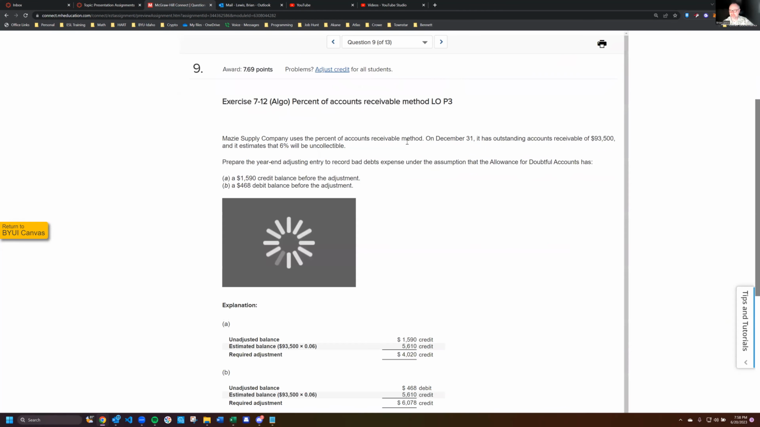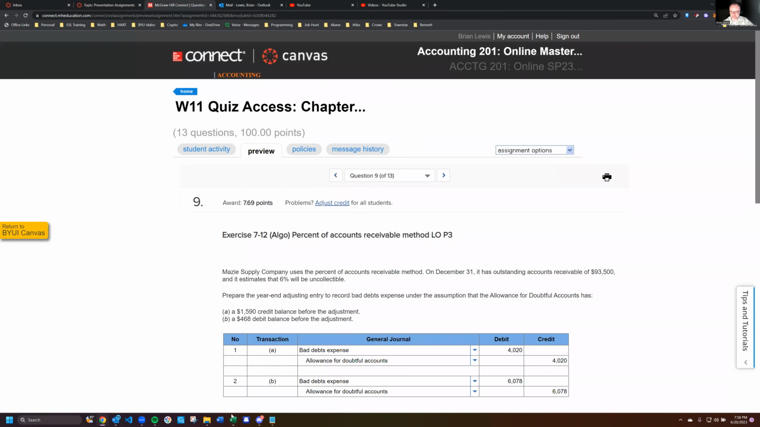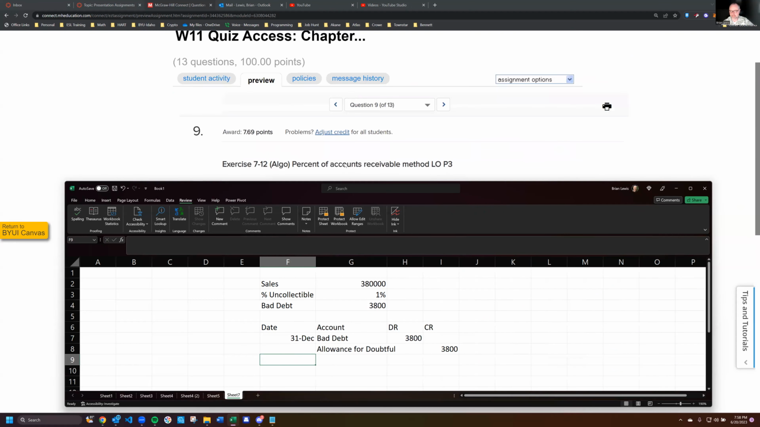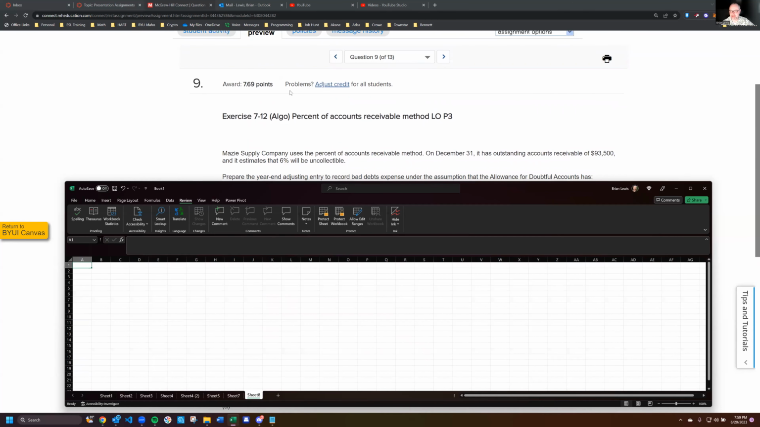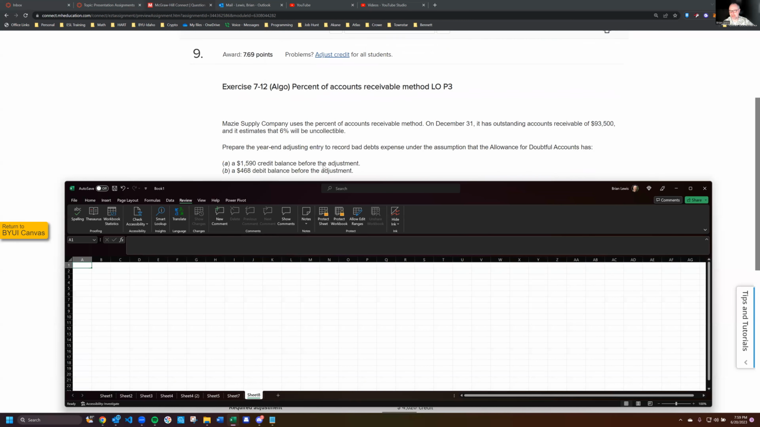On 9, let's hide that. On 9, there we go. It's the percent of accounts receivable method. So they use the percent of receivables method. It has accounts receivable of 93.5 and estimates 6% will be uncollectible.